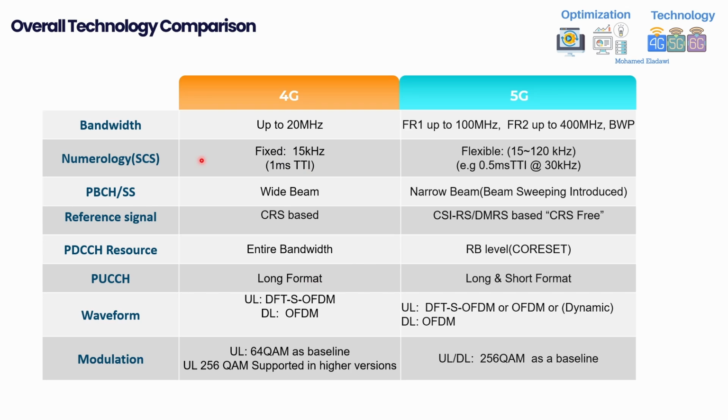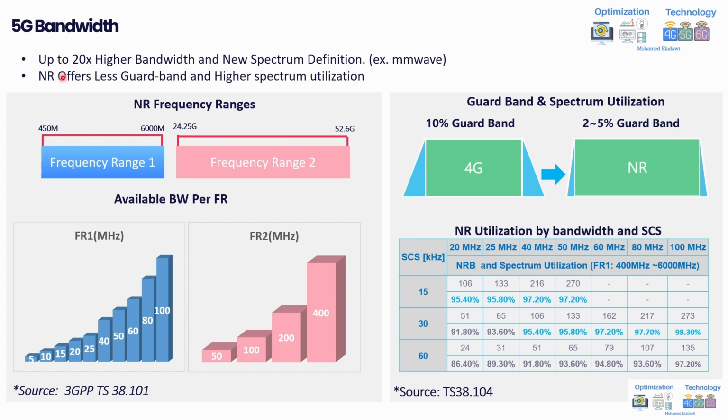Now let's go through most of these points to explain them further and make them clearer. Let's start with the first part, which highlights the difference in bandwidth. First of all, as mentioned, the 4G bandwidth supported a maximum of 20 megahertz, while 5G supports two different frequency ranges: frequency range 1, sub 6 gigahertz, up to 6,000 megahertz, and frequency range 2. This is the available bandwidth per frequency range. For example, frequency range 1 can support 5, 10, 15, 20, up to 100 megahertz, based on the 3GPP release mentioned below.